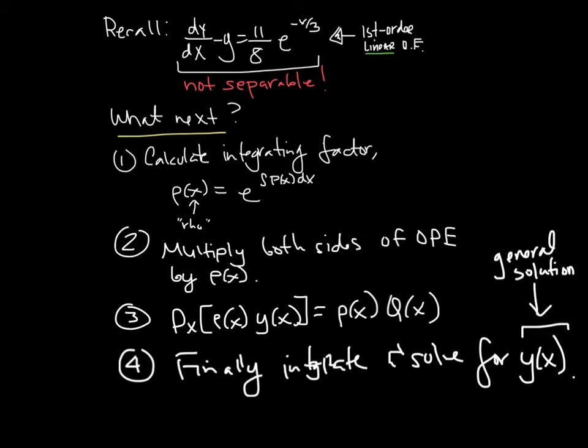Okay, so recall from the first video, the introductory video, we were trying to solve this differential equation via separating the variables, but this was not separable. It's not a separable equation because we tried to isolate x and y on both sides and we just couldn't. So this is not separable. So then the question is, well, what next? What do I do next?